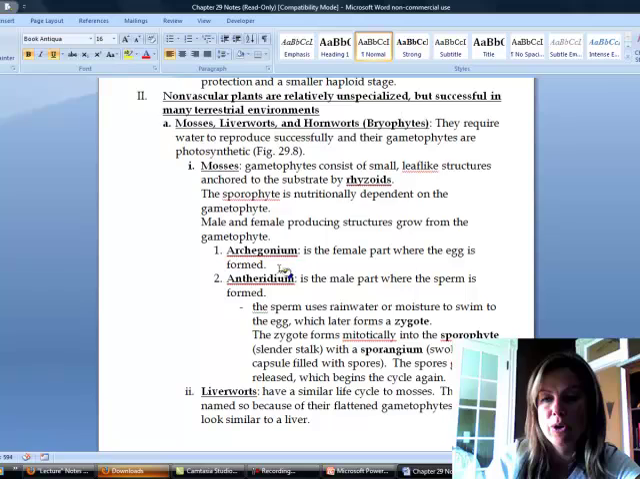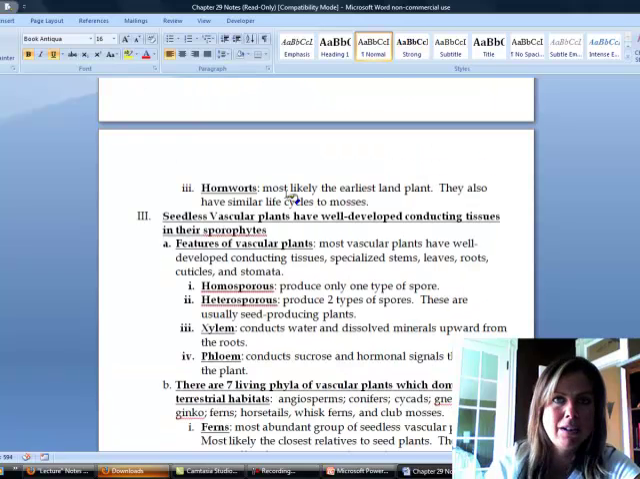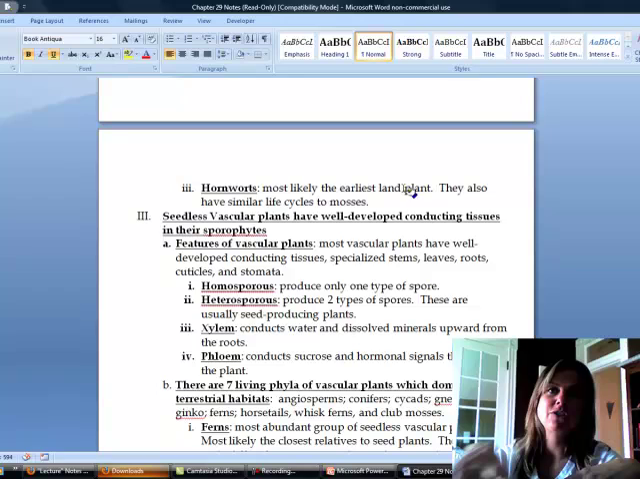Okay, so we talked about the Archegonium and Antheridium. Liverworts are going to have the same life cycle, and so are hornworts. And just as a little important fact, hornworts are thought to be the earliest plant that actually did make that transition onto land, even before liverworts and mosses. So that's just kind of cool.